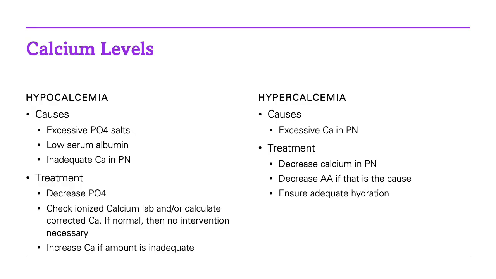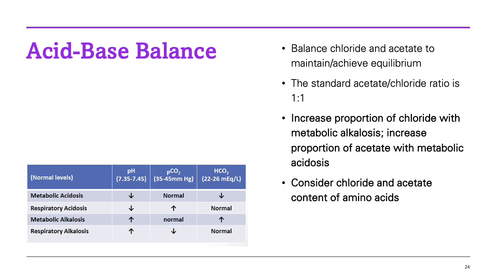For hypercalcemia, the cause is going to be excessive calcium in the PN. Treatment is going to be to decrease the calcium that's in the PN, decrease amino acids if that's the cause, and then make sure that we're providing adequate hydration. Here are some basic slides on acid-base balance. Chapter 7 in your handbooks will provide great support for this.